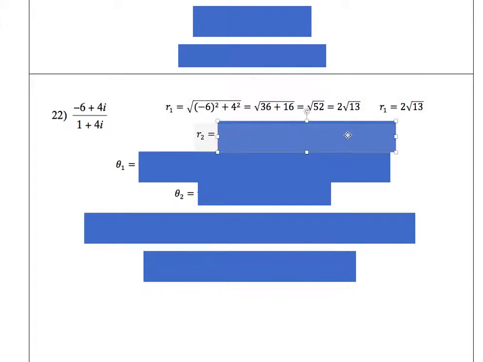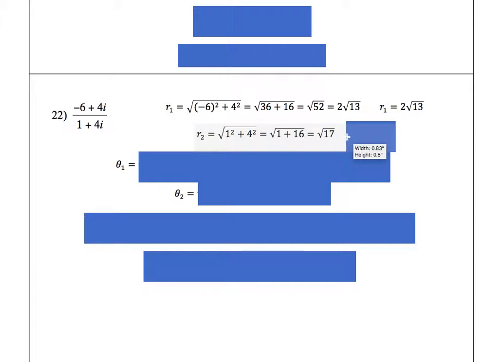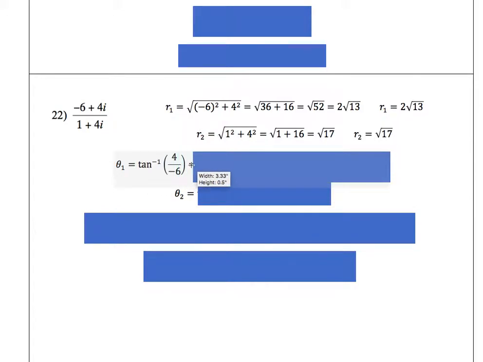Now for our second radius, we would have the square root of 1 squared plus 4 squared gives us 1 plus 16, which gives us a square root of 17, and you cannot reduce the square root of 17. And then for theta, we're going to do inverse tangent of 4 over -6, which is inverse tangent of -2/3. And with this one, when you plug it in, go ahead and just plug it into the calculator, and it'll give you a long answer.